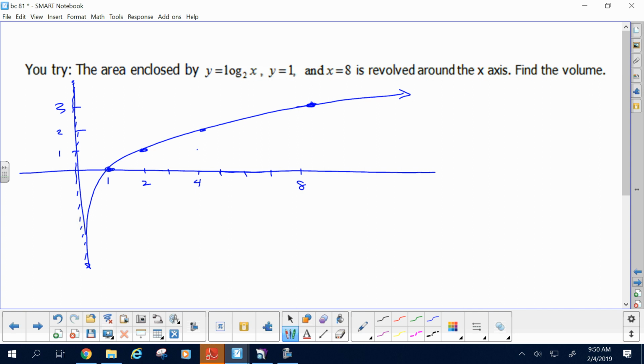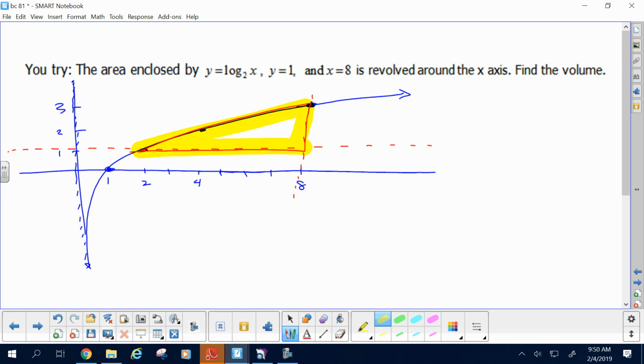All right. Y equals 1. Is that a horizontal line or a vertical line? I know because it's y equals, it feels vertical, but it's really horizontal. And what about x equals 8? Horizontal or vertical? Vertical. All right, so the region enclosed is this one right there.